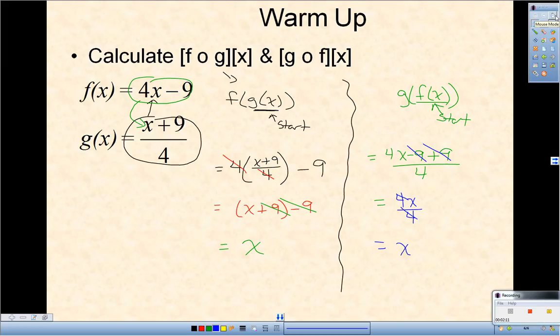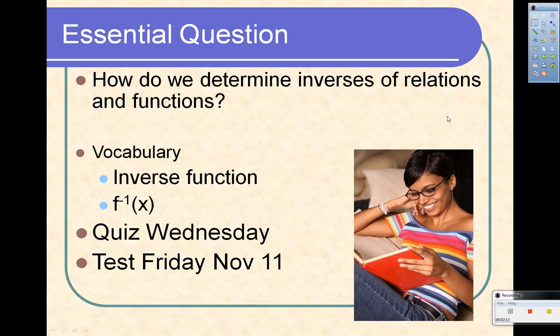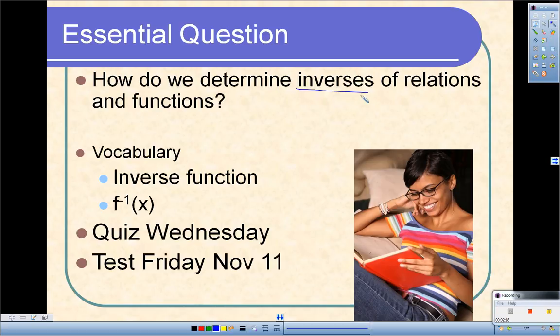All right, with that being said, let's take a look at our essential question for the day. Your essential question is, how do we determine inverses of relations and functions? What makes math so special is the ability to undo an operation. I mean, you're taught very early that the inverse operation of addition is subtraction, and the inverse operation of multiplication is division. Well, we're going to define how we find the inverse of any function, because in math you have to have the ability to undo it.